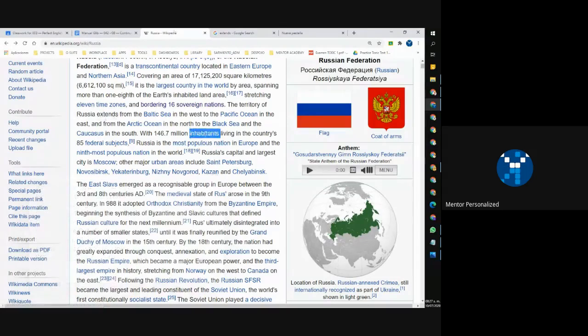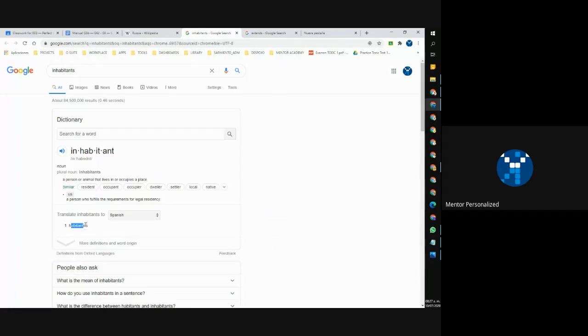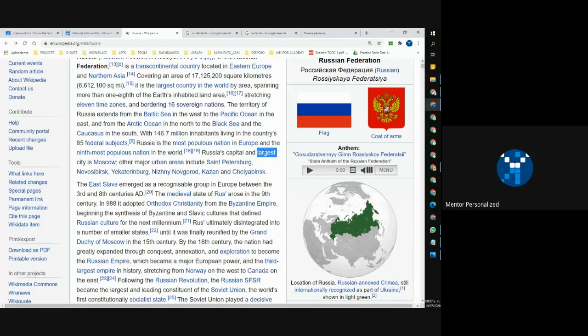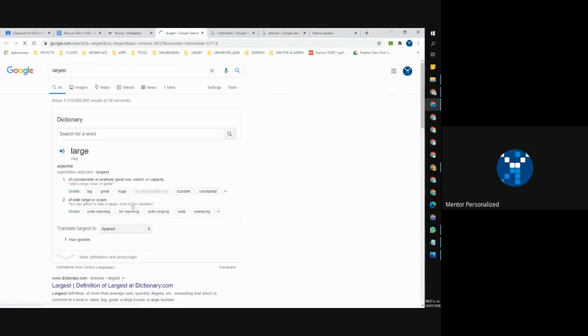What is inhabitants? Right click, search for inhabitants. Inhabitants, habitantes. Okay. And you continue. What is largest? Large is big, no? Largest, más grande. Okay, very good, excellent.